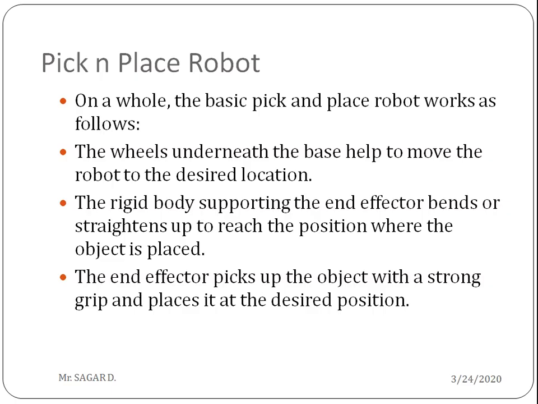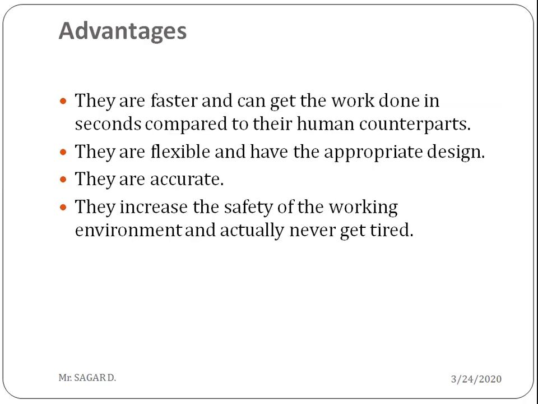The basic pick and place robo works as follows. The wheels are used for the movement of the whole robo. That is, the whole pick and place robo can move from one location to another by means of wheels. The rigid body supporting the end effector bends or straightens, depending on the application. Then the end effector picks up the object with a strong grip and places it at the desired position by releasing the gripper. That means by releasing the end effector, the particular object is placed at the desired location.